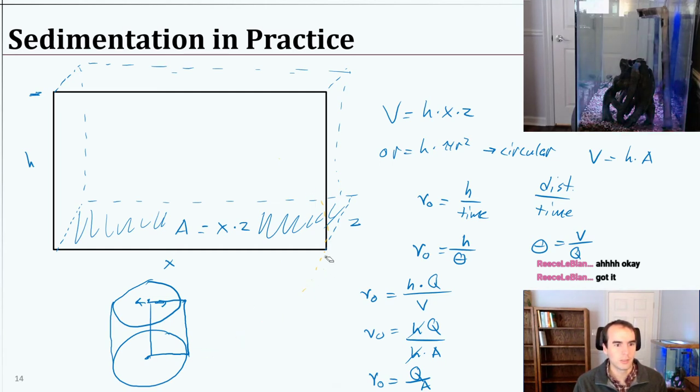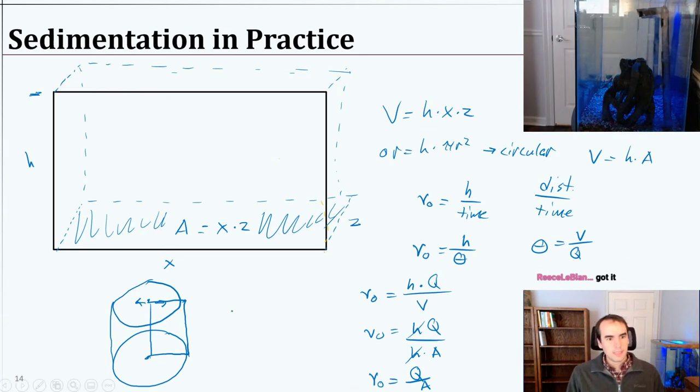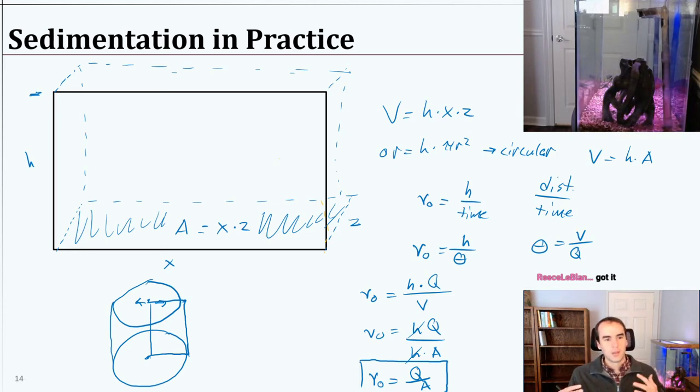Can I erase this mess a little bit? So that's what I wanted to highlight here, this derivation of the definition for that critical settling velocity. It's important because what that tells us is, as long as we know the flow, all we need is the area at the bottom. That area at the bottom of the reactor, if we know that and the flow, we know exactly how fast the particles need to settle in order to be settled. So that's really going to help our design to see it that way.